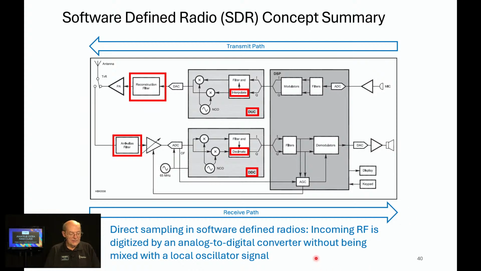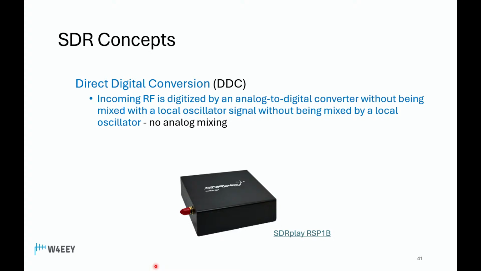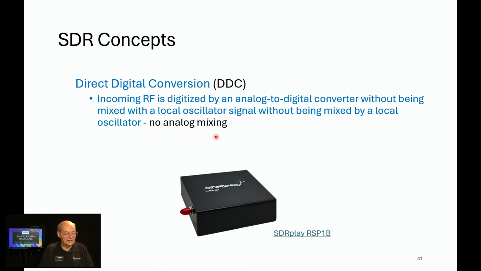I think I'm repeating this on the next slide as well, but direct sampling in software-defined radios, the incoming RF is digitized by an analog to digital converter without being mixed with a local oscillator signal. And that's meaningful because we have no analog mixing going on. We sample the incoming signal immediately at the RF frequency. We don't have a local oscillator and a mixer in an intermediate frequency chain.